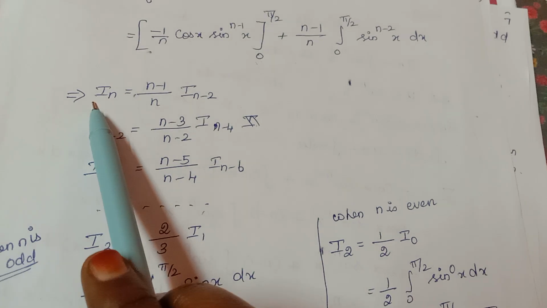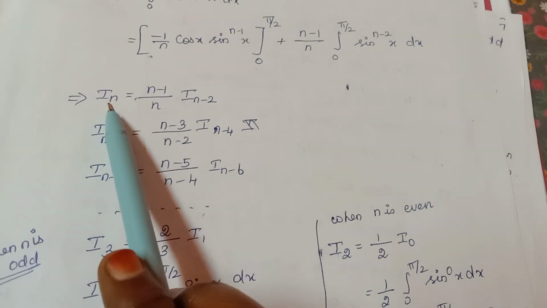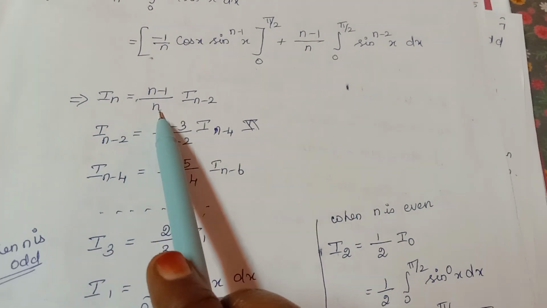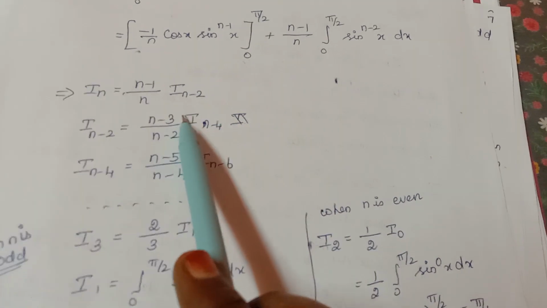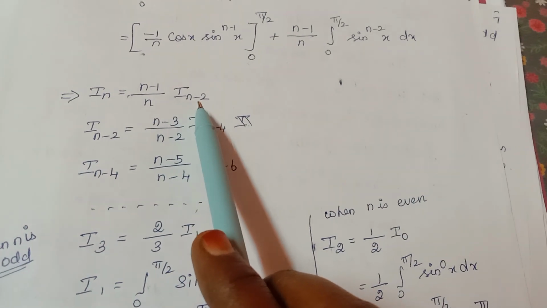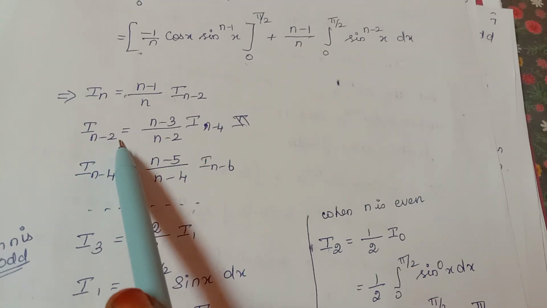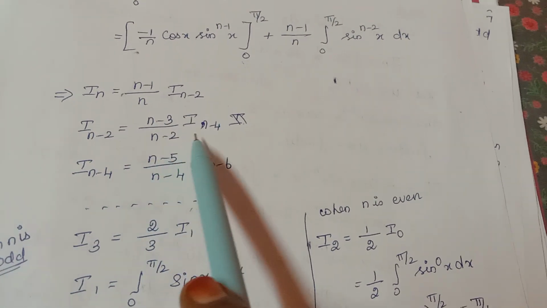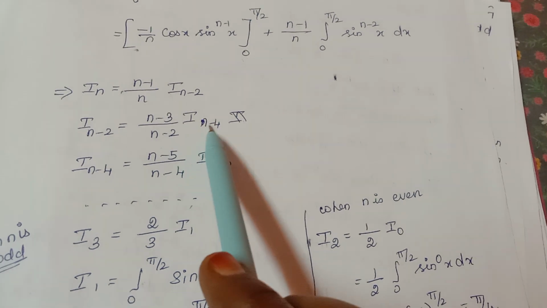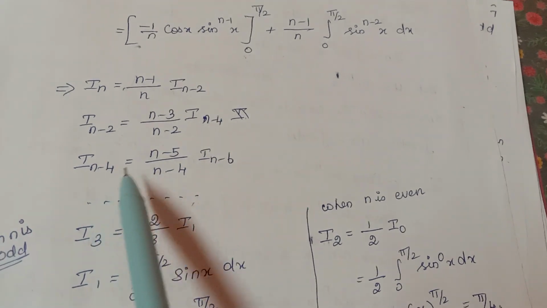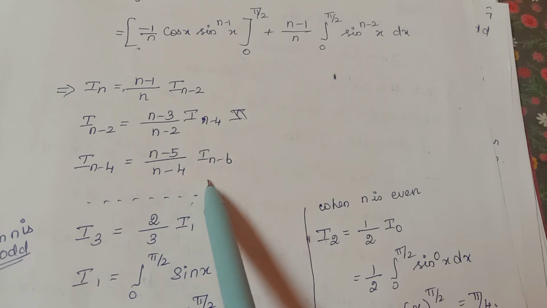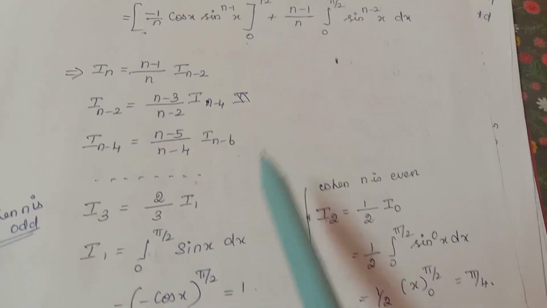So this is I n equal to what? n minus 1 by n into I n minus 2. This I n minus 2 I have to find out, so what will be I n minus 2? The same formula you substitute. For n minus 2 it will be n minus 3 by n minus 2 into I n minus 4. Next, what will be I n minus 4? I n minus 4 will be n minus 5 by n minus 4 into I n minus 6, and so on, etc.